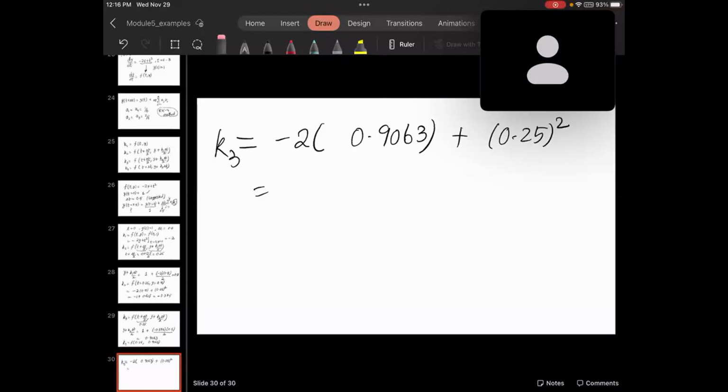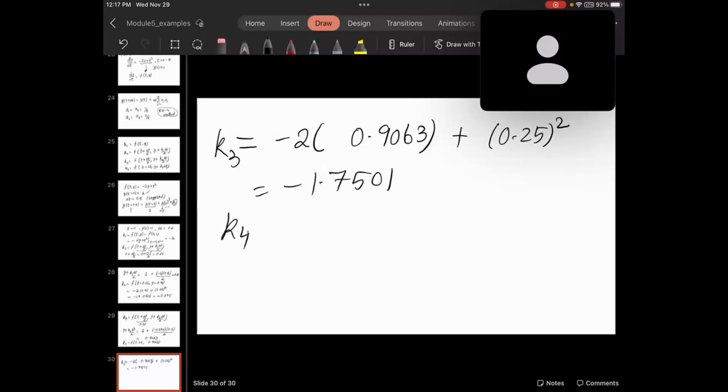So I'm going to just open my Excel and calculate this. Equal to minus 2 multiplied by 0.9063 plus 0.25 squared. That is minus 1.7501. So that is K3.